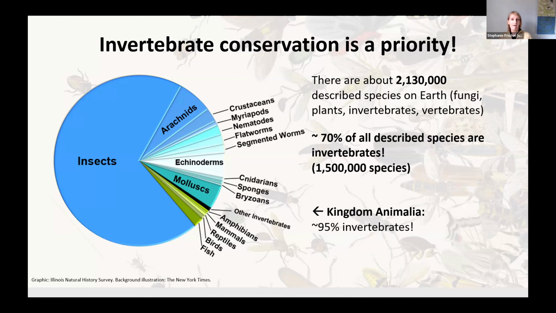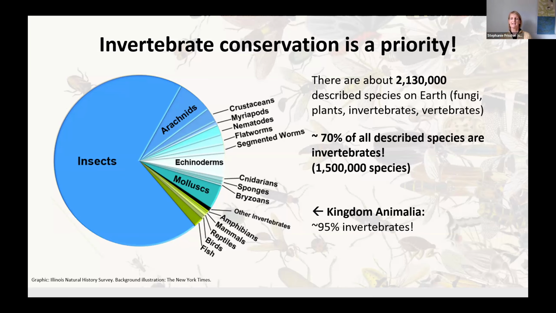Some are entirely soft-bodied, like slugs. Some have exoskeletons or shells. And invertebrates are an extremely diverse group of animals. 70% of described species are invertebrates. And just focusing in on animal species, that number jumps up to 95% of the described animal species are invertebrates, with insects as the largest group by far.